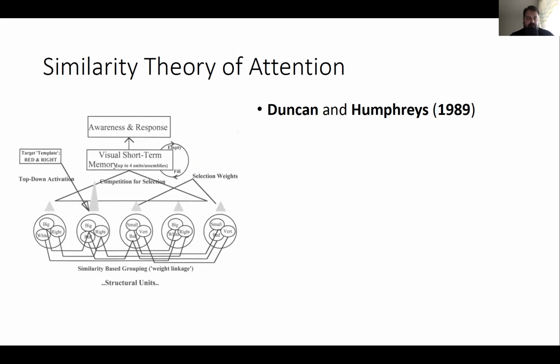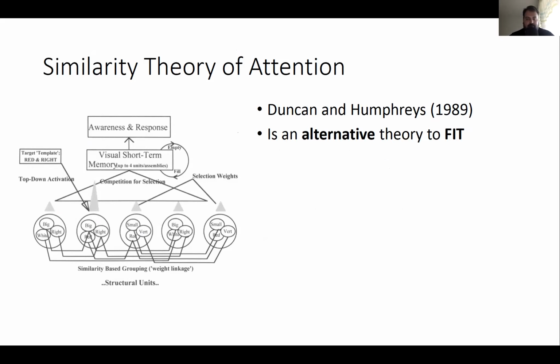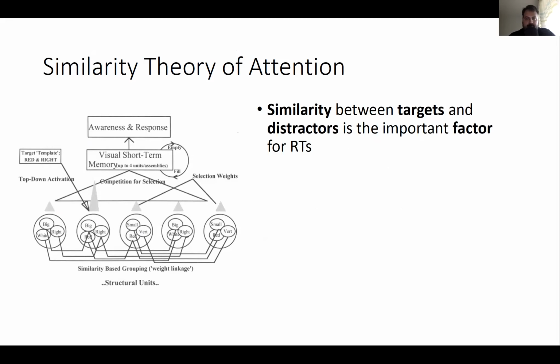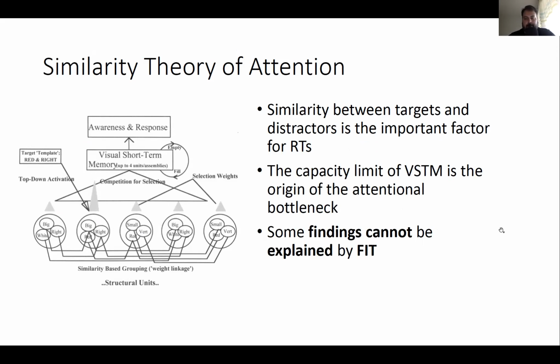Duncan and Humphreys and their similarity theory of attention is an alternative theory to feature integration theory. Objects are grouped by similarity, and the similarity between target and distractor is an important factor for reaction times. The capacity limit of visual working memory is the origin of the attentional bottleneck. The problem was that some findings that cannot be explained by FIT can be explained by the similarity theory.